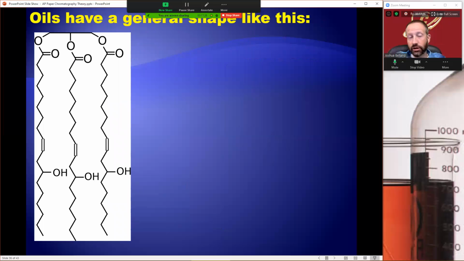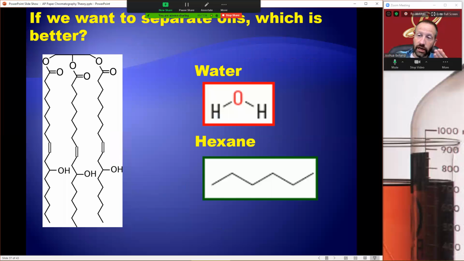So, for example, here's an oil. I have an oil, okay? And I have two possibilities of a movable phase. I could use water and I could use hexane. Which one would be the better choice for separating different oils? Oils that look similar to the picture on the left.